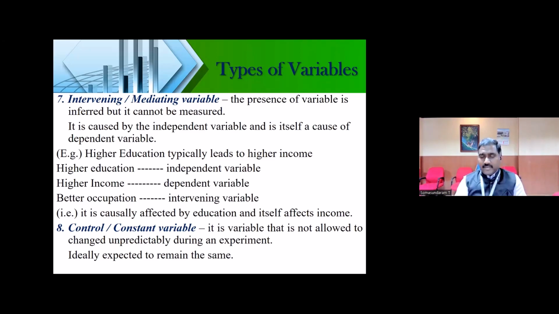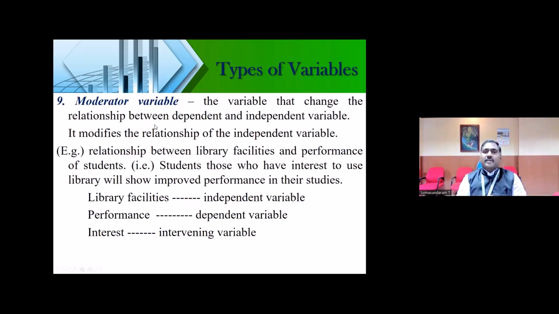But the next one, the ninth important variable, is the moderator variable. Here, the relationship between the dependent and the independent variable will be changed or disturbed because of what? The moderator variable. It is the moderator which disturbs both, whereas the mediating variable influences both.